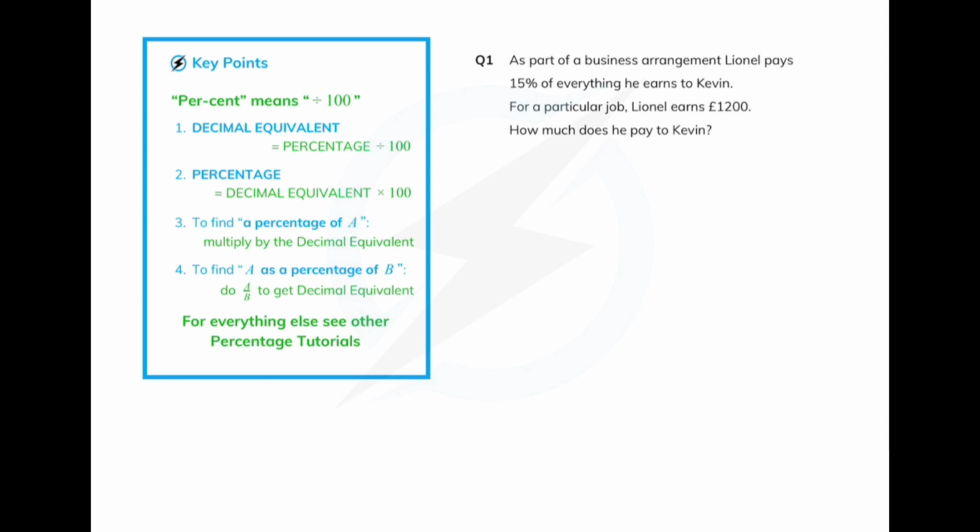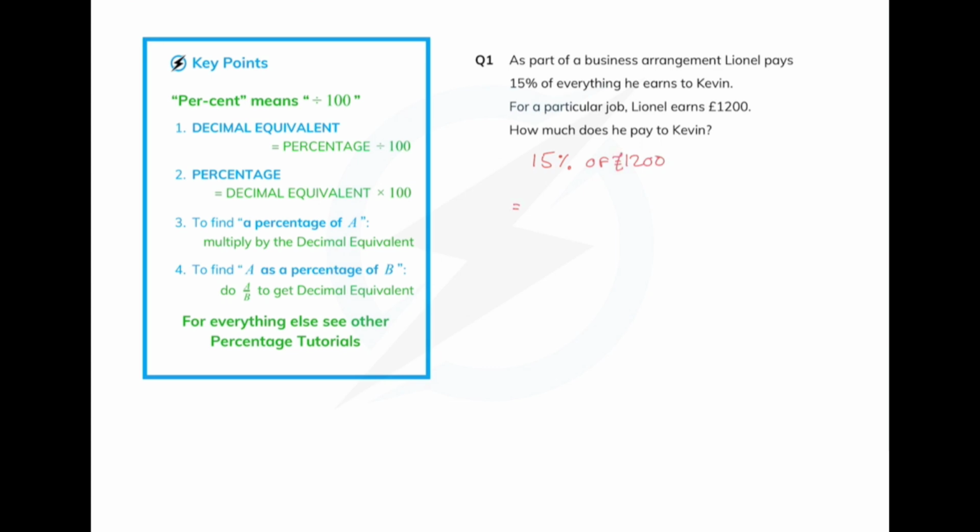Question 1 then. As a part of a business arrangement, Lionel pays 15% of everything he earns to Kevin. For a particular job, Lionel earns £1,200. How much does he pay to Kevin? Well, what are we trying to find? We're trying to find 15% of £1,200.